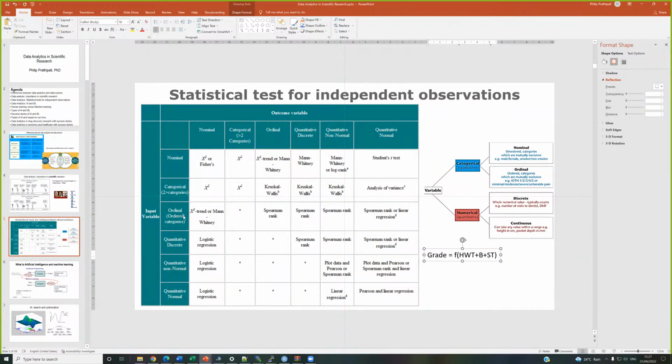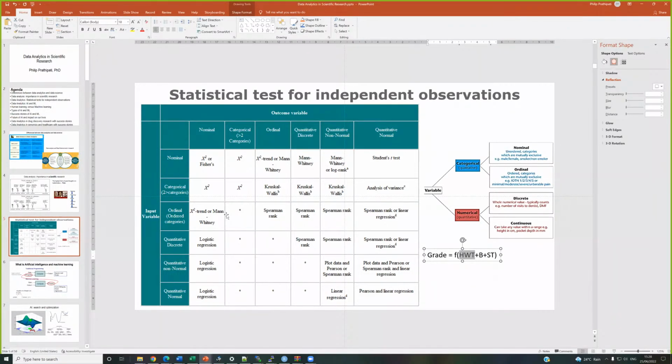So yeah, it will be something like this. The other term for continuous is quantitative. Again, if the homework time has a normal distribution, you use something like this, linear. But if it is non-normal, then you use the Spearman test. I hope you understand, right? And if you are modeling between categorical and ordinal, and also categorical and ordinal, you use Spearman's rank.